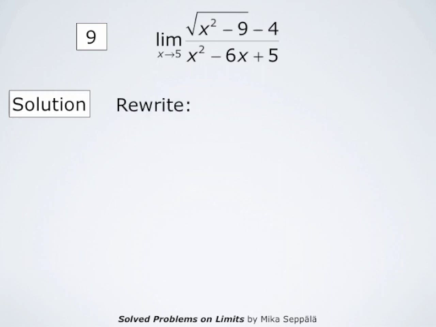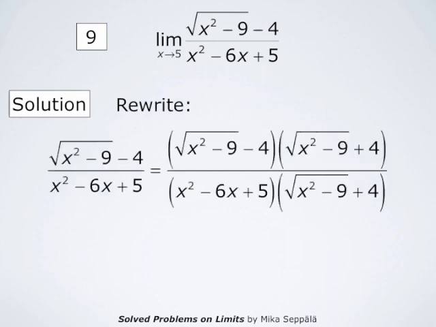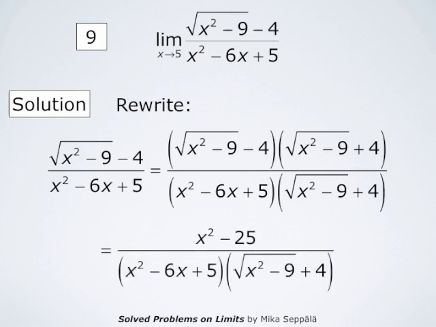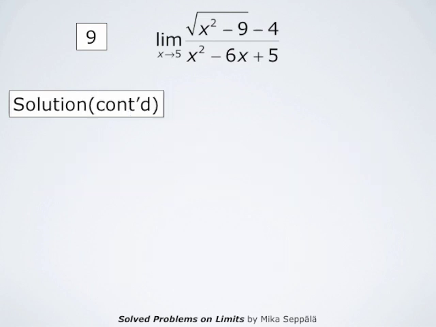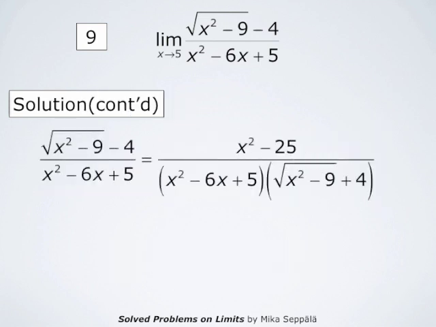Rewriting is necessary. And we rewrite by multiplying and dividing by the conjugate expression. So we multiply and divide the whole expression by square root of x squared minus 9 plus 4. Then we get an expression which seems more complicated and longer, but the numerator simplifies to x squared minus 25, and the denominator is (x squared minus 6x plus 5) times (square root of x squared minus 9 plus 4). But still, after this rewriting, direct substitution x equals 5 yields 0 divided by 0, which is not a number. So in order to deal with this situation, we have to factorize the numerator x squared minus 25.